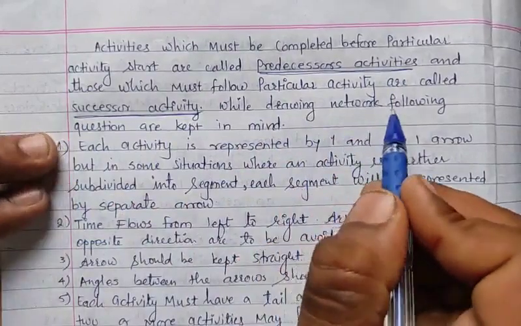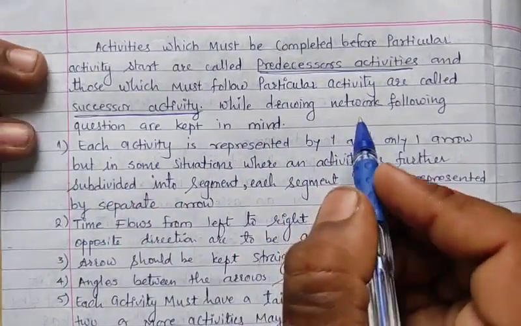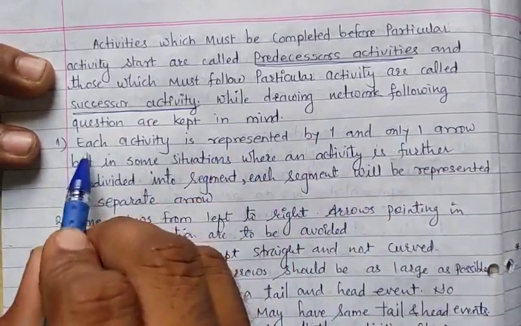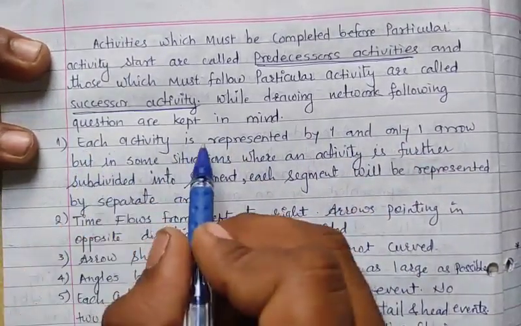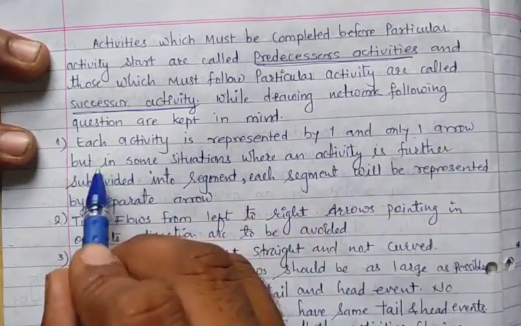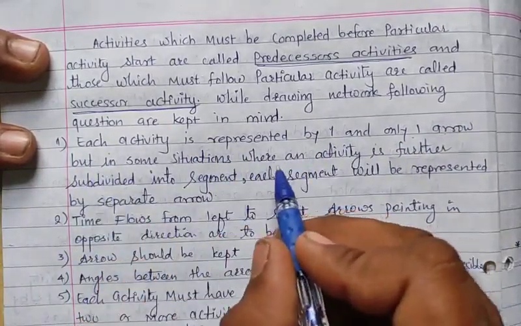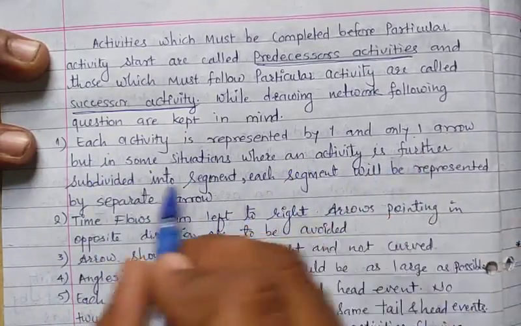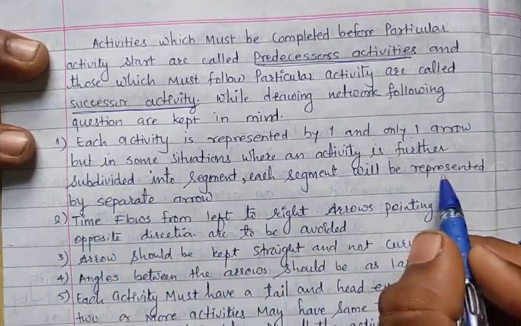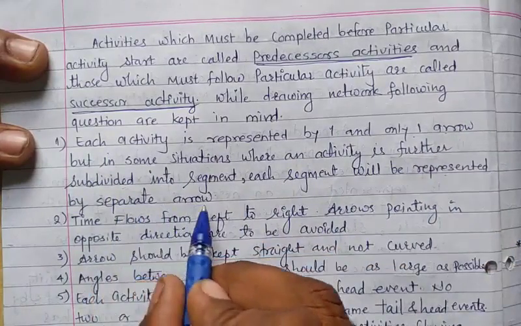While drawing a network, the following conditions are kept in mind. First, each activity is represented by one and only one arrow, but in some situations where an activity is further subdivided into segments, each segment will be represented by a separate arrow.